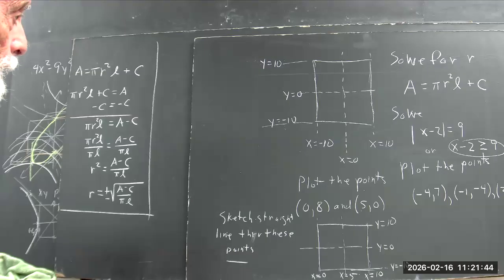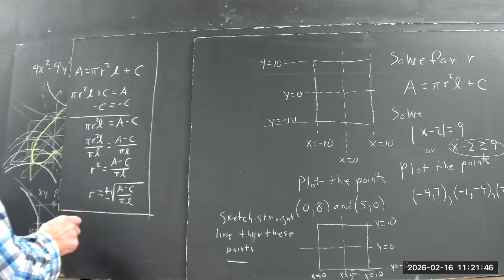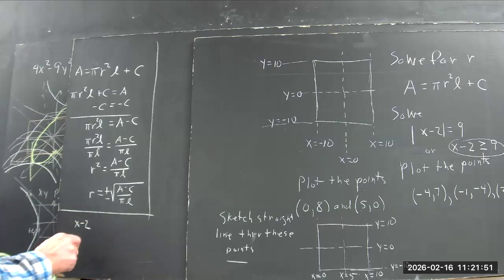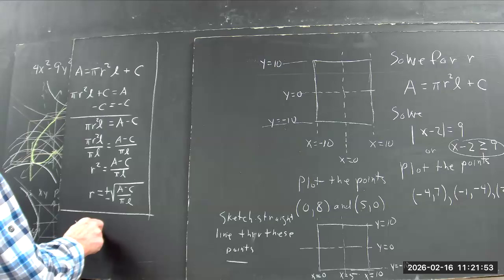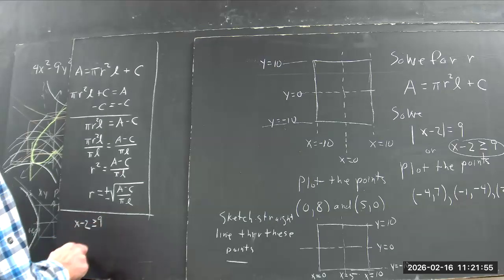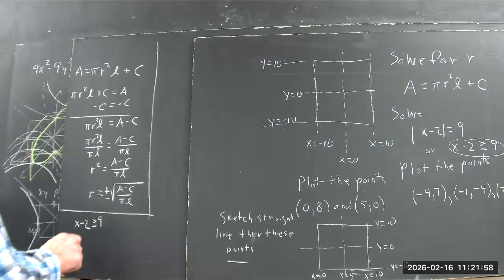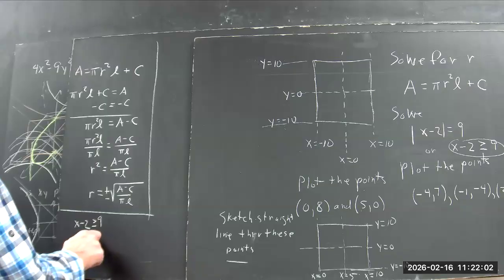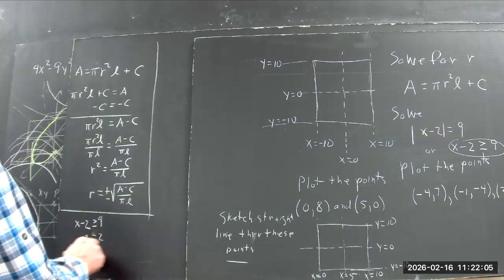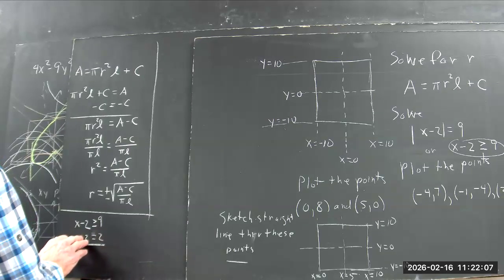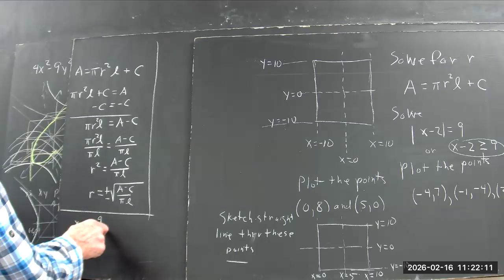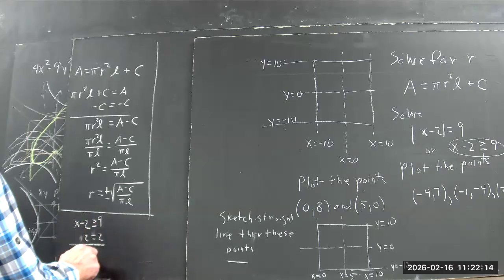Now, let's look at the inequality x minus 2 greater than or equal to 9. Well, this is a very easy inequality to solve. We add 2, that is, add the equation 2 equals 2 to the inequality x minus 2 greater than or equal to 9, and we end up with x equals 11.